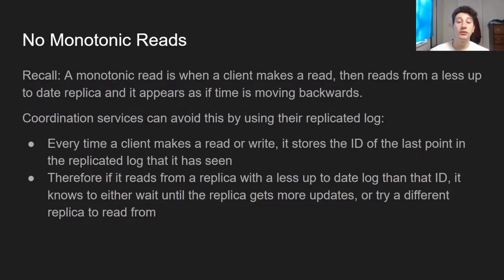You can avoid this by using the replicated log. The fact that each server has a replicated log where the IDs are the same for each slot in the log means that if a client makes a read or a write to or from some replica, it gets the last ID that it's seen, so it knows the length of the log on that replica. From then on, it's only going to accept reads as valid if the log supporting that read, on the replica where it gets the read from, is more up to date than that last ID that it saw.